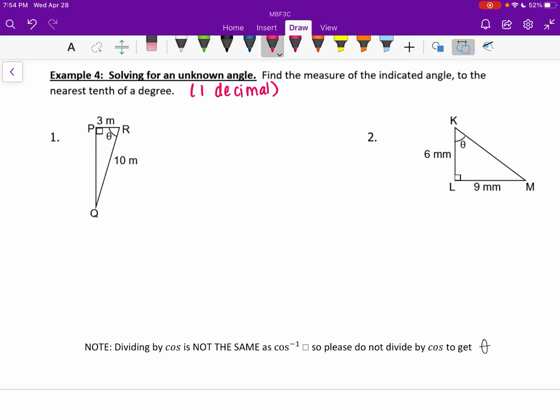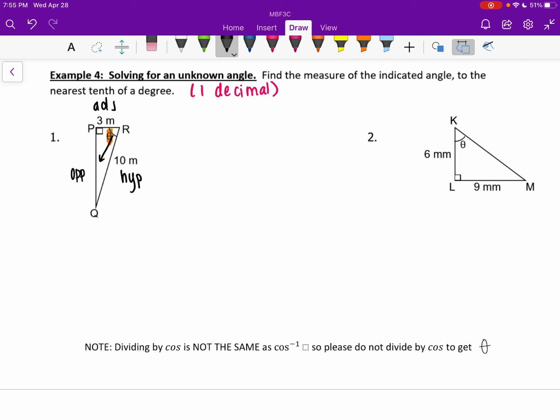Okay, so we're just going to see what angle are we looking for. So it's always going to be the one that's kind of labeled, right? So in this situation, it's theta. So we're looking for theta. So looking at theta, let's see what we have. Do we have the opposite? No, I don't have any information about the opposite. I do have the hypotenuse. I also have my adjacent side right here.